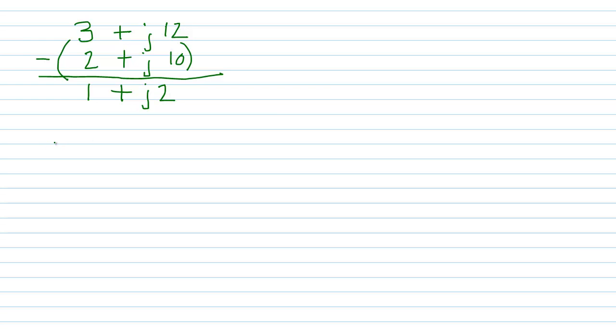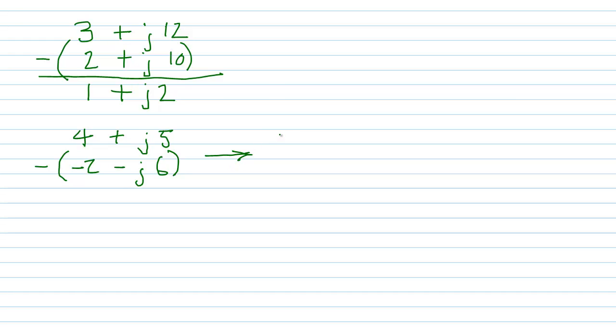Let's try another one, a little more difficult. 4 plus J5 minus 2 minus J6. When you encounter something like that, what I like to do is consider it as an addition problem and simply reverse the signs of the lower value.